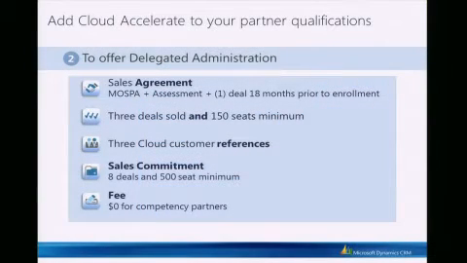Cloud Accelerate is available to partners who've signed the MOSPA agreement, but have also sold at least 3 deals and have 150 seats in either CRM Online or Office 365 products today. You'll need 3 cloud customer references and make a commitment to selling an additional 8 deals and 500 seats over the next year. There's no additional fee for this Accelerate package, but it does, as I said, unlock additional benefits like the ability to provide delegated administration to your clients. That ability is going to allow you to administer services on behalf of your customers, as well as raise support tickets for them for their existing services.